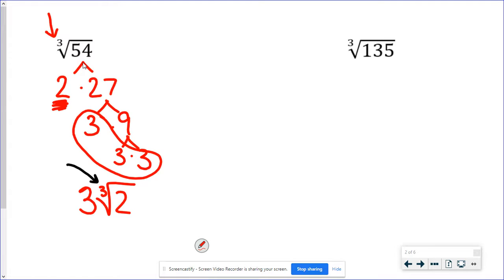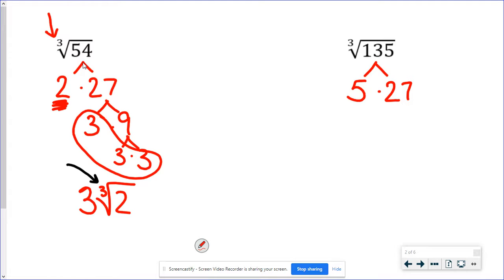For 135, again, if you don't see a perfect cube that goes in there, look for anything that goes in there. Let's start breaking this down. 135 does end with a 5, so I know it's going to divide by 5, right? So that'll be 5, and it's 27, which again is from our list, and we just used it in the last problem.